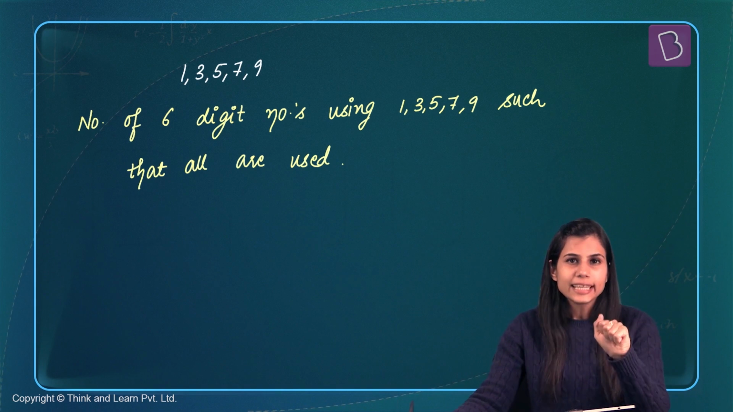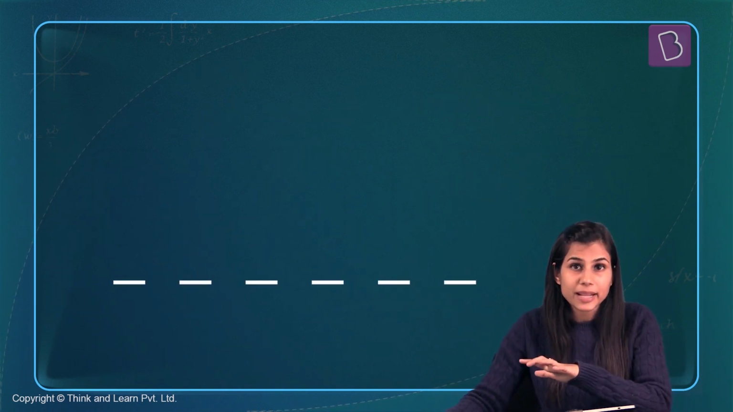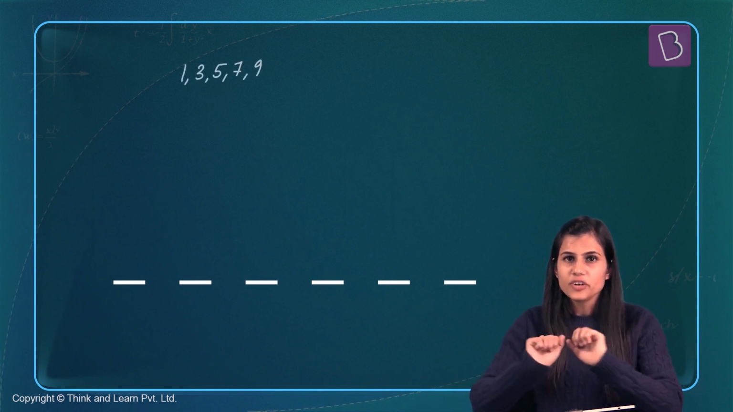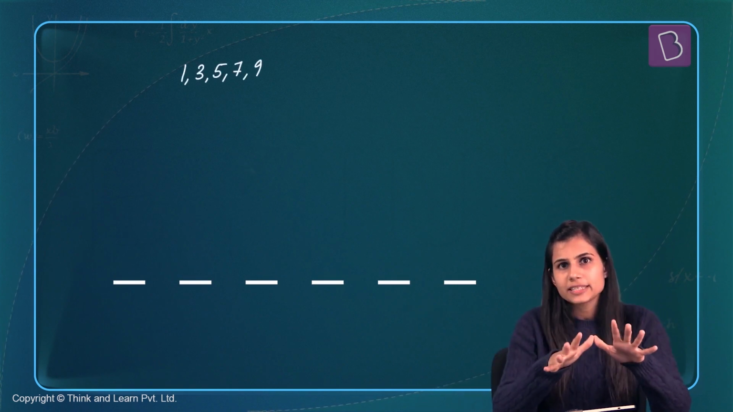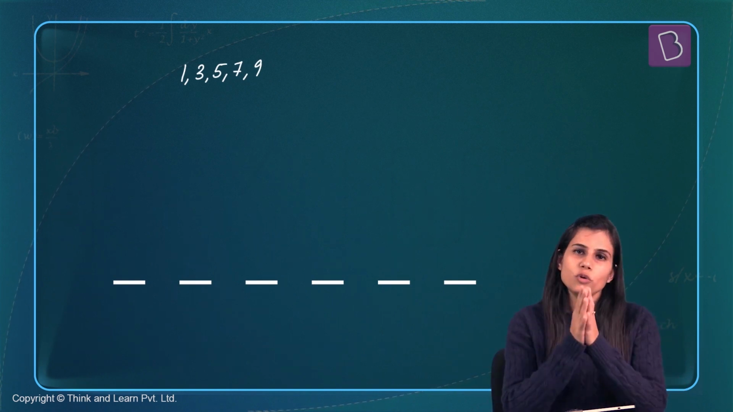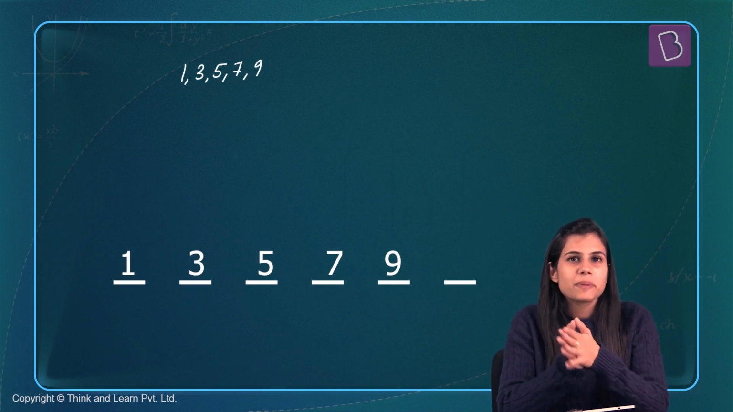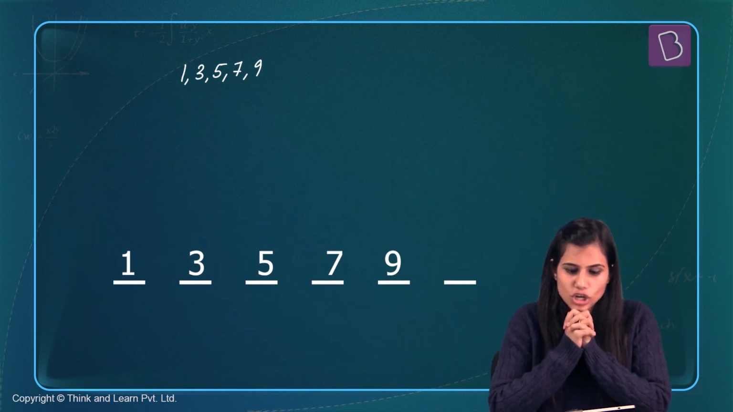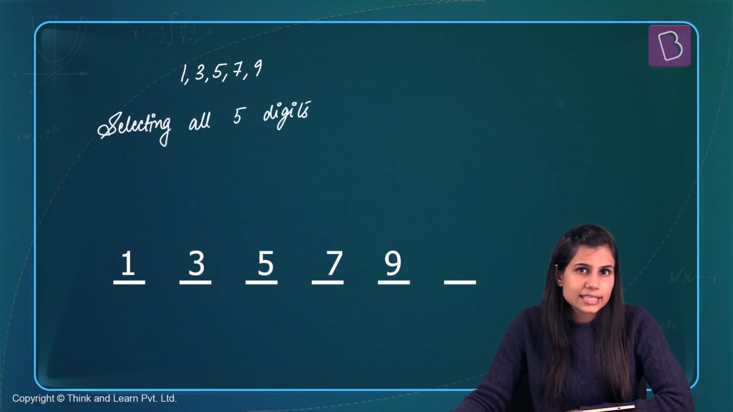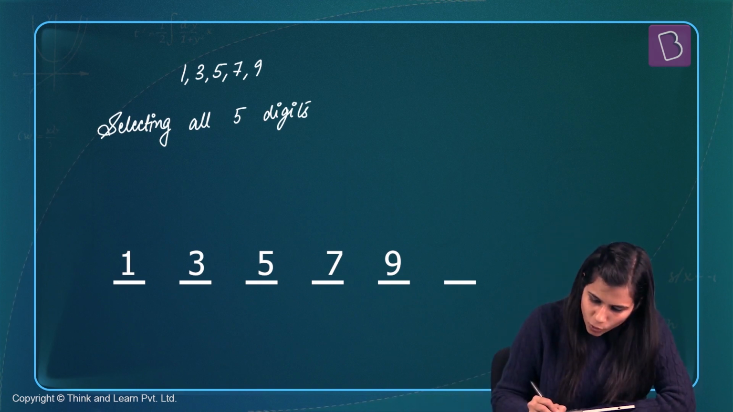So now we're going to deal with this question in parts. First of all, in a 6-digit number, there are 6 places, right? Five places, basically, will be filled by all these 5 digits. So there is only one way to fill up 5 places out of the 6 places in a 6-digit number. Why one way? Because 5C5 gives you 1. So selecting all 5 digits has only one way, that is 5C5, so that's 1.